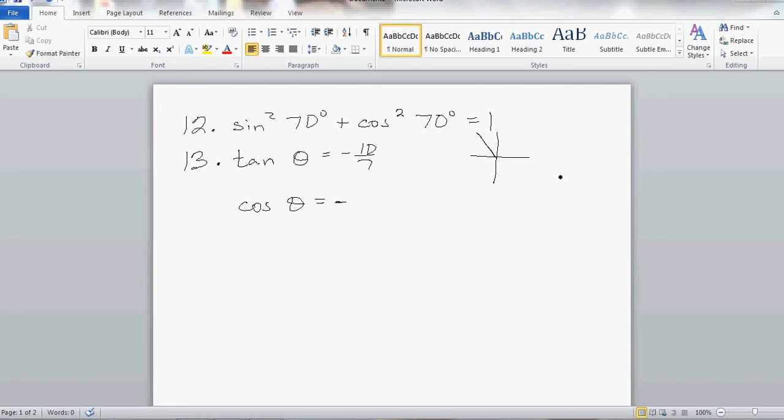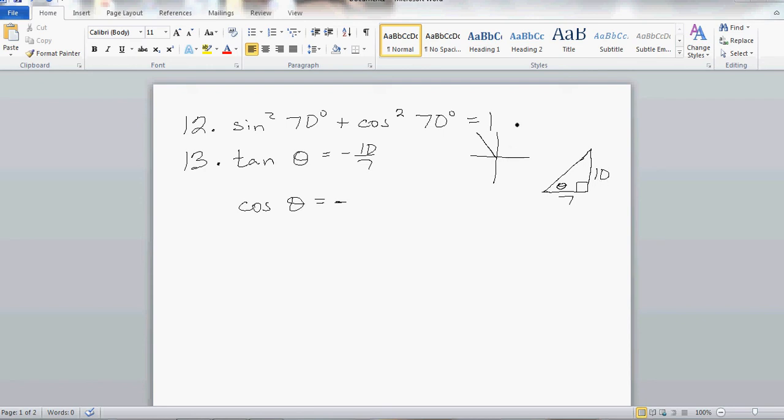Then what we're going to do is we're going to draw a triangle, a right triangle in particular. I like to put my theta right here. Now I know that the tangent represents the opposite leg over the adjacent leg. So the opposite leg is 10, the adjacent leg is 7. Now we completely ignore this sign here. We've already dealt with that. We don't need to worry about it anymore. But we do need to do a quick calculation of what would this hypotenuse be.